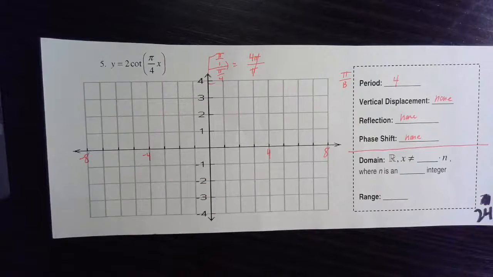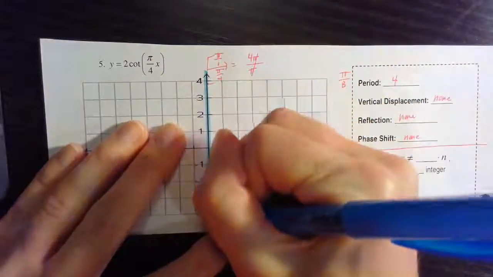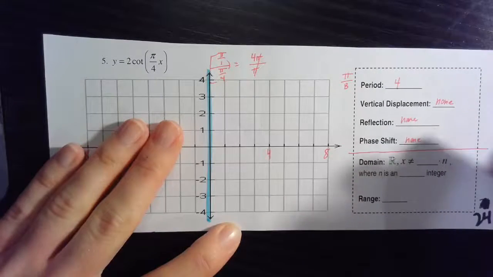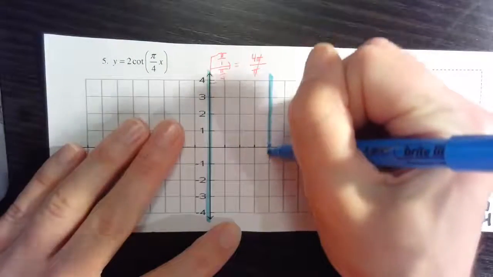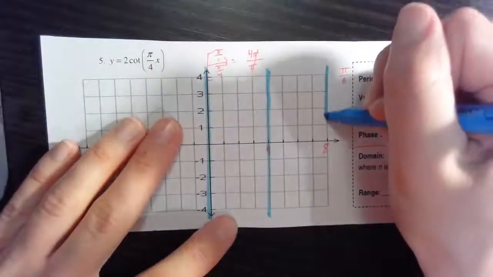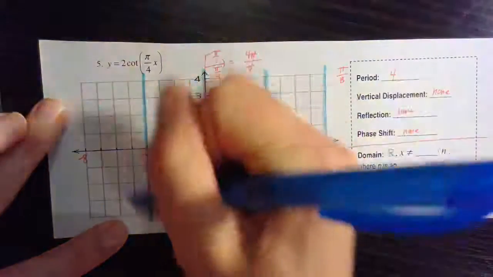Now for cotangent, again, you have to remember that cotangent's very first asymptote is on the y-axis. And then its first positive asymptote is going to occur at whatever the period of the function is. So that's going to be at 4. And then it's going to occur every period after that. So there's going to be an asymptote at 8. And then in the other direction at -4 and at -8.